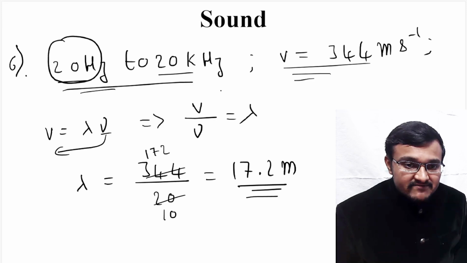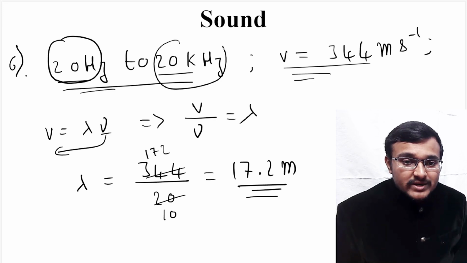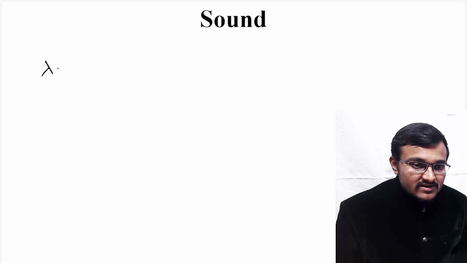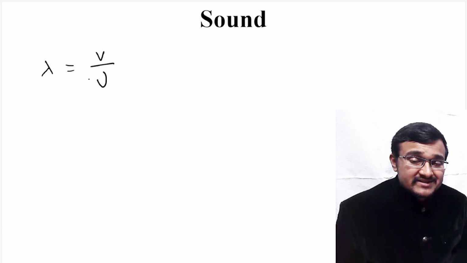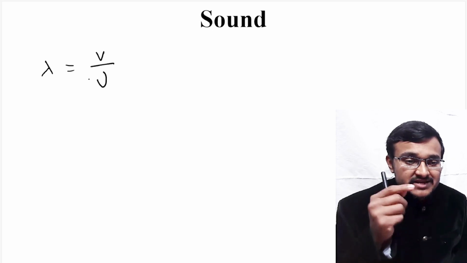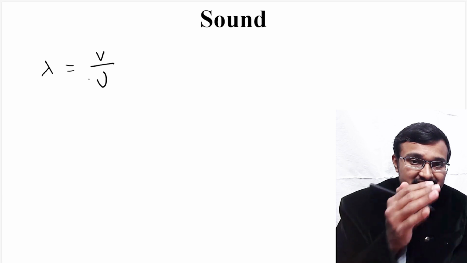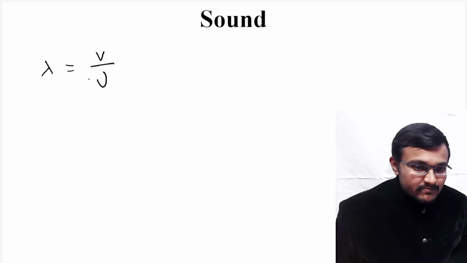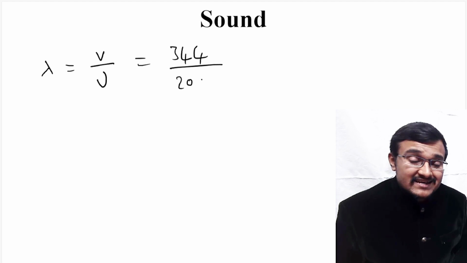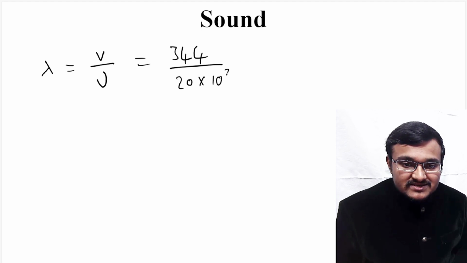You have to calculate other wavelength also, that is at 20 kilohertz frequency. So always remember lambda is equal to V divided by nu. So nu is in the denominator. That means if frequency becomes more, then wavelength reduces. So that means now the wavelength should be lesser than 17.2 meter. So velocity is 344 meter per second divided by nu. Now we are taking 20 kilohertz. Kilo means it is 10 power 3. So 20 into 10 power 3.